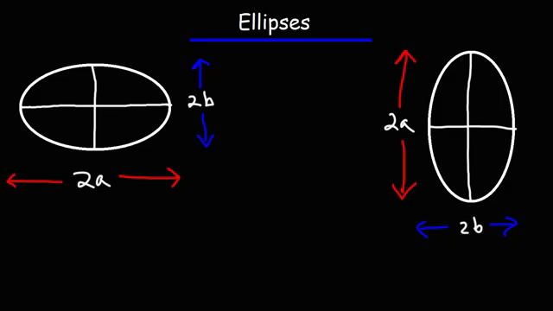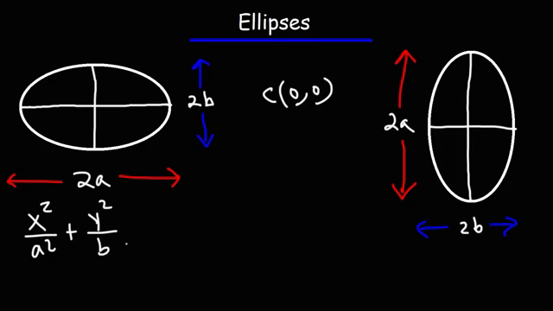Now, whenever you have an ellipse that's centered at the origin, here are the equations that you're going to be dealing with. For a horizontal ellipse, it's x squared over a squared plus y squared over b squared equals 1. For the ellipse on the right, it's x squared over b squared plus y squared over a squared equals 1.